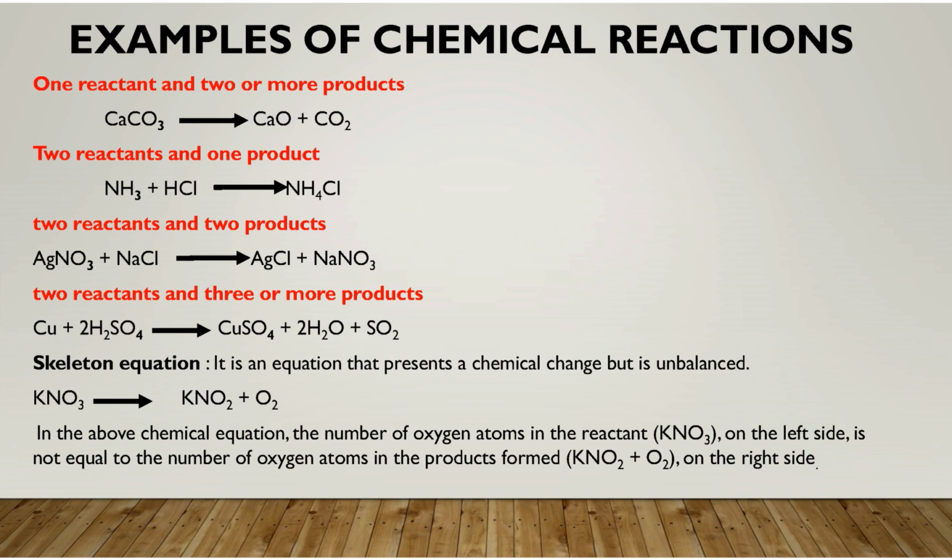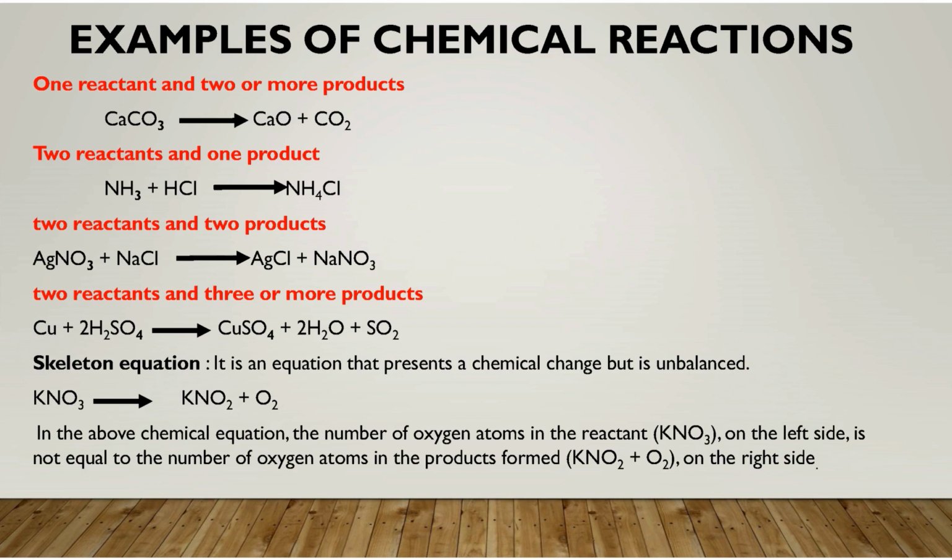The common name of calcium oxide is quicklime. You have also studied about this. So the common names are very important. Calcium carbonate, we know the common name is marble, and the calcium oxide, the common name is quicklime, plus carbon dioxide. So you can see in this reaction the reactant is 1 and the product is 2.